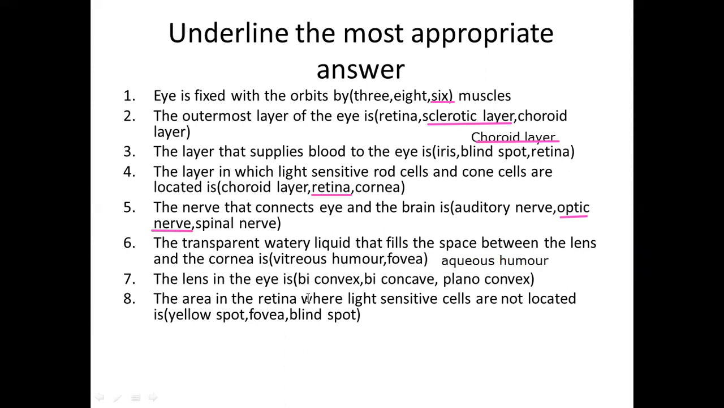Now the lens in your eye is, as I have told you, equivalent in shape to the two glass convex lenses that you find in your lab, that is, biconvex.